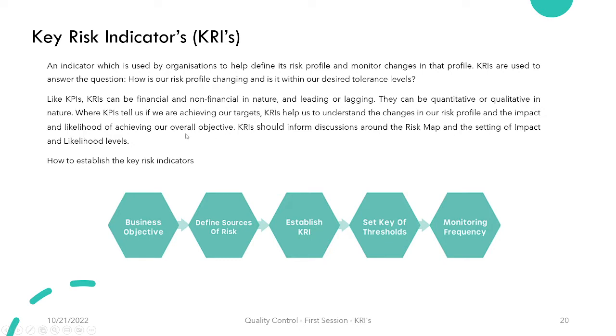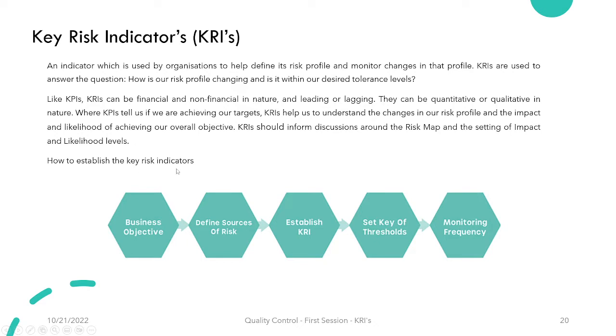So, to monitor and check if we are achieving our overall objectives, we apply these indicator sets such as KPIs, KRIs, and the next one, which is the KCI, key control indicators. But let us explain that at the right time when we are explaining the KCI. KRIs should inform discussions around the risk map and the setting of impact and likelihood levels of these risks.